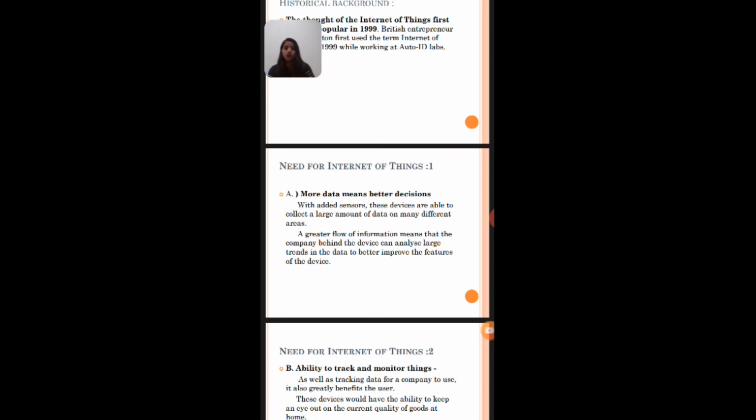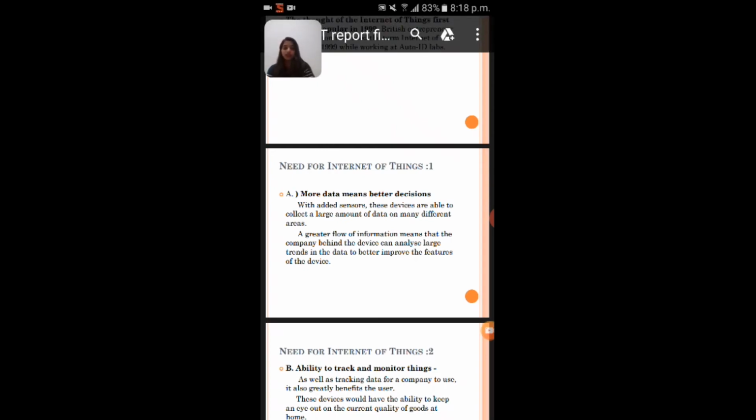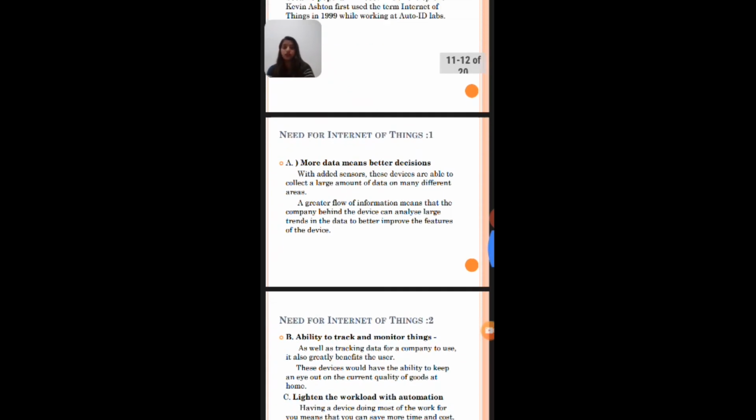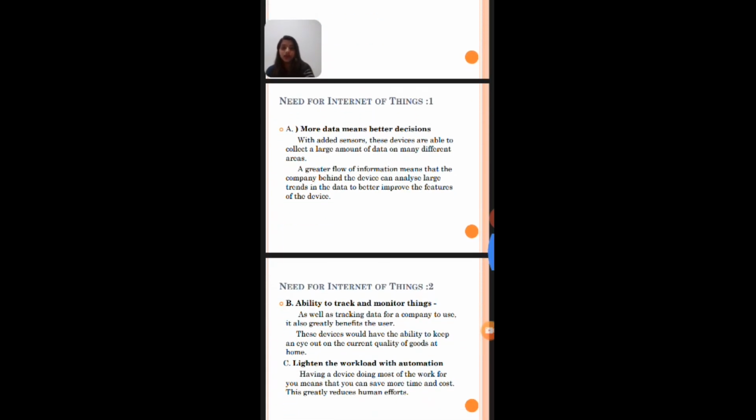The first point is more data means better decisions. With added sensors, these devices are able to collect a large amount of data on many different areas. We can add sensors to any devices such as mobiles, TVs, washing machines, and any kind of device where we can connect sensors, so that it would be more helpful for more data and better decisions. A greater flow of information means that the company behind the device can analyze large trends in data to better improve the features of the device.